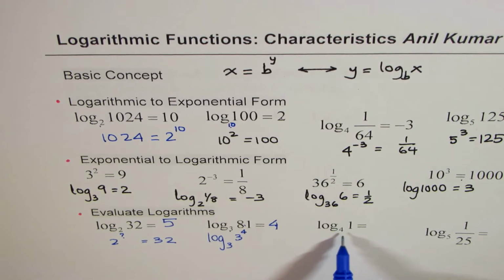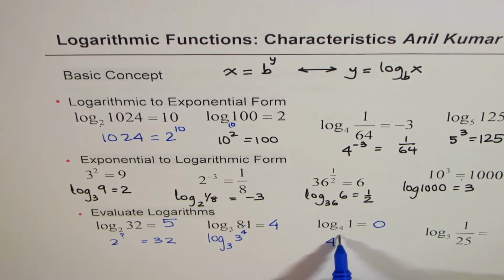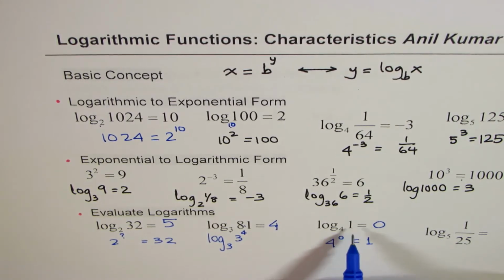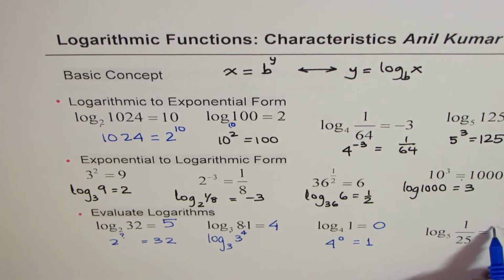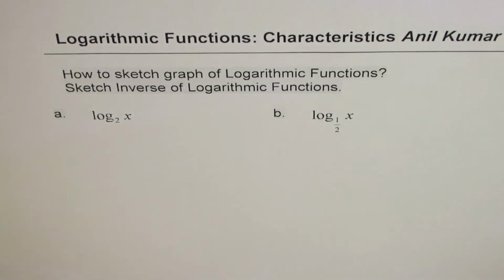Now log to the base 4 of 1 is what? Now as you can see, it has to be 0, since we know anything to the power of 0 is 1. 4 to the power of 0 will be 1. So that answer should be 0. Now 5 to the power of what is 1 over 25? It is minus 2. So that is what we get. And that becomes a standard method of evaluating logarithms.